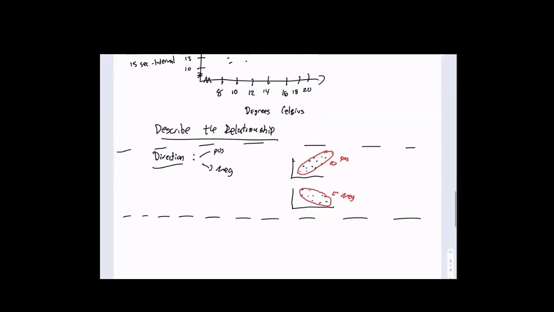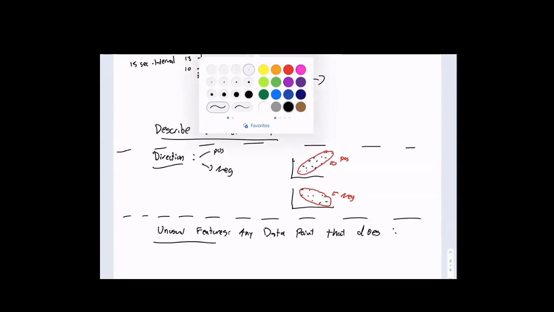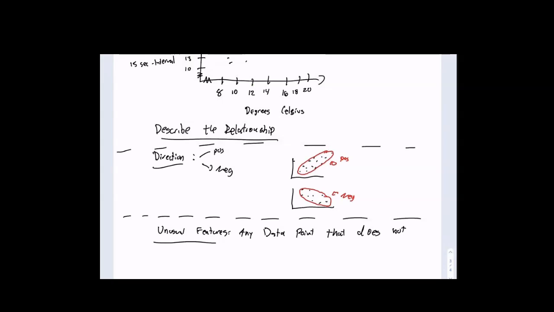The next one is unusual features. An unusual feature is any data point that does not follow the trend or cluster of data points.